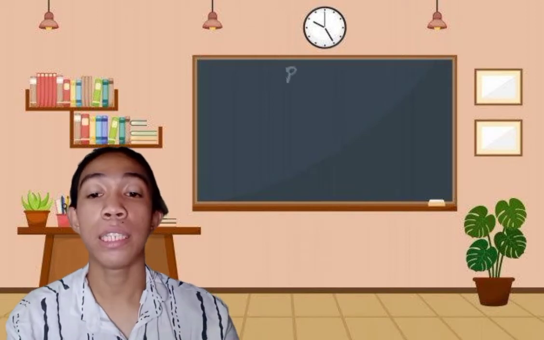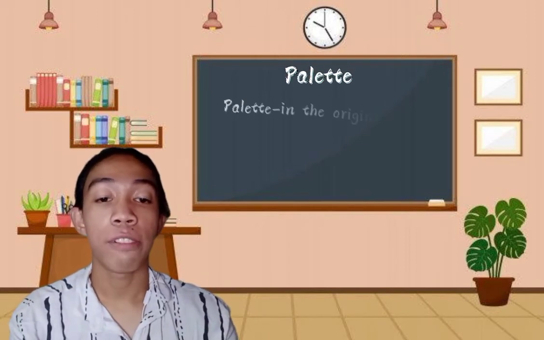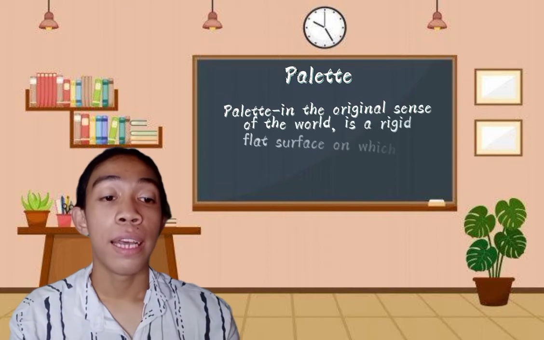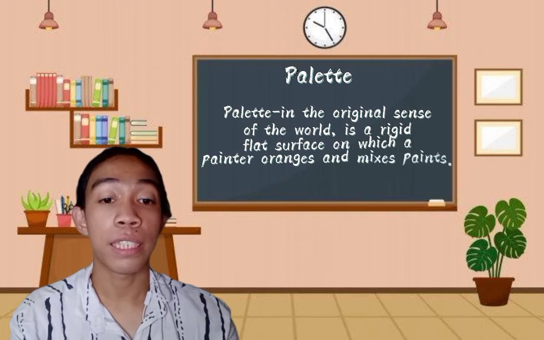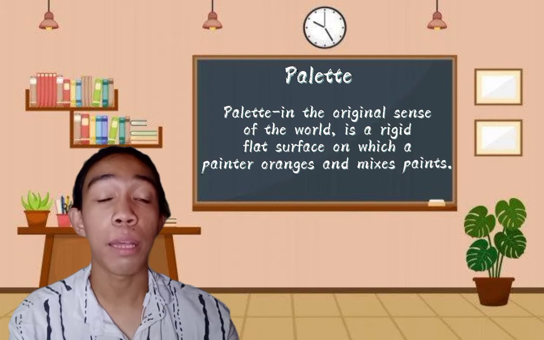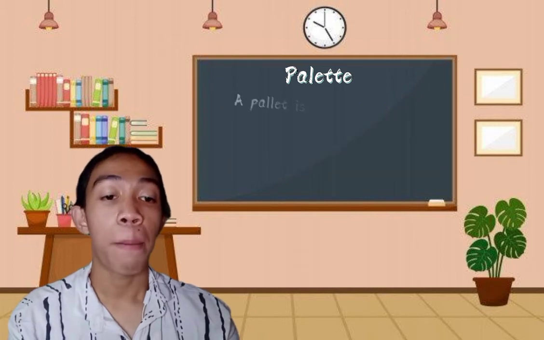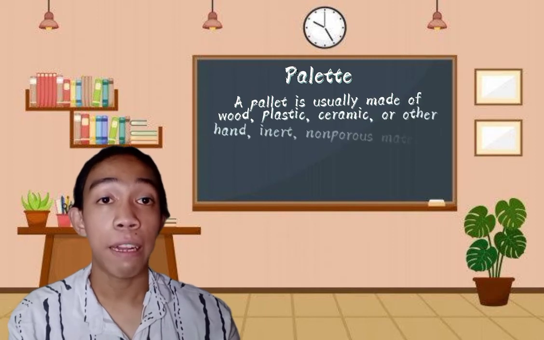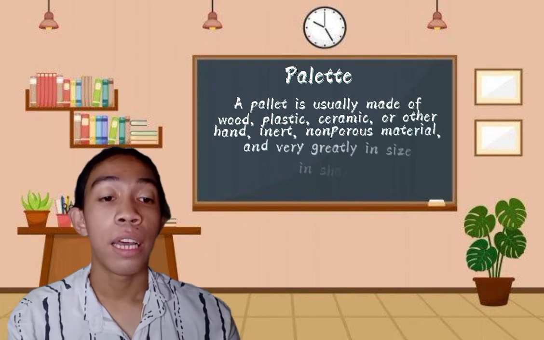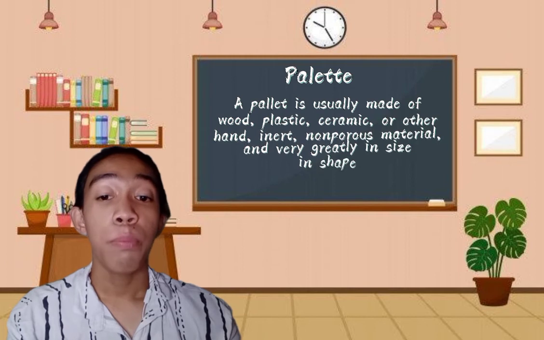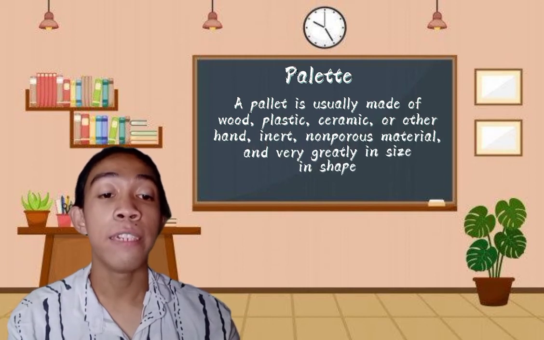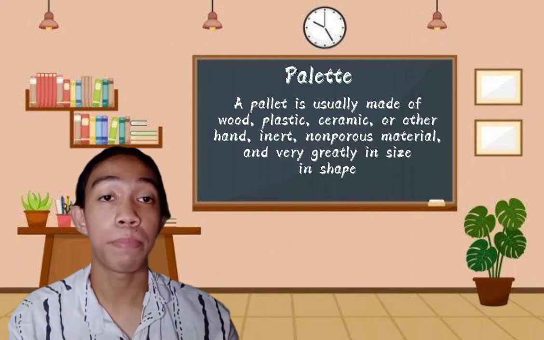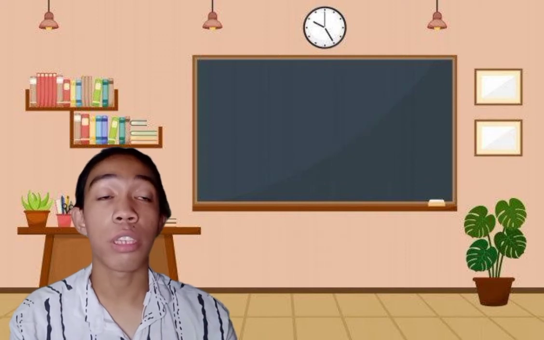The next one is palette. Palette, in the original sense of the word, is a rigid flat surface on which a painter arranges the mixes of paints. A palette is usually made out of wood, plastic, ceramic, or other hard, inert, non-porous material and varies greatly in size and shapes. And here are some examples of palette.